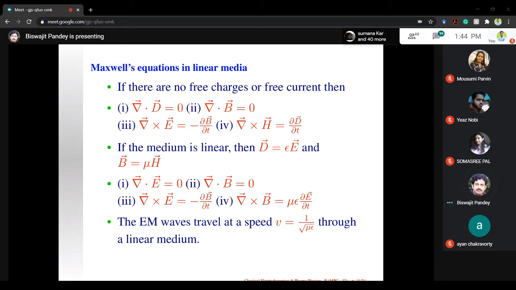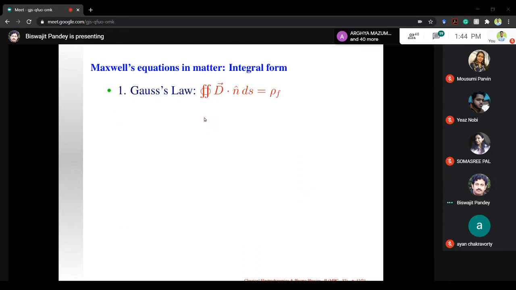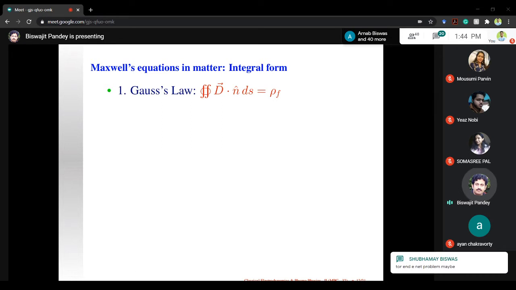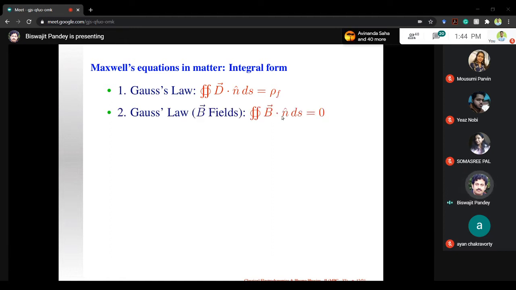Now, all these equations are in differential form. I can also write down Maxwell's equations in integral form. So Gauss's law can be written in this form, where basically what is the picture? It's the same. You have a charge density, maybe you have both free charge density and bound charge density, and you enclose that charge density by some surface, any closed surface, and if you integrate the flux of D across that closed surface, you get back the free charge. Again, if you do this closed surface integral for B, you get 0.